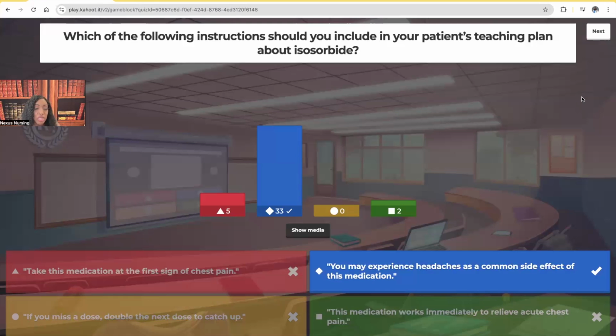Take this medication at the first sign of chest pain. No, it's not for acute conditions, not for acute chest pain. Okay, it's for long, chronic conditions. It's a long-acting nitrate, so that's false. I'm happy nobody chose, if you miss a dose, double up on the next dose. Never in the history of nursing do you teach that to a patient. Oh, if you miss a dose, just take 2 next time. Absolutely not. And then, this medication works immediately. No, it doesn't. Again, it's long acting. So I'm happy most of you guys got this correct.